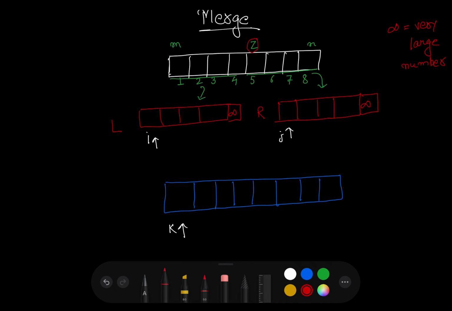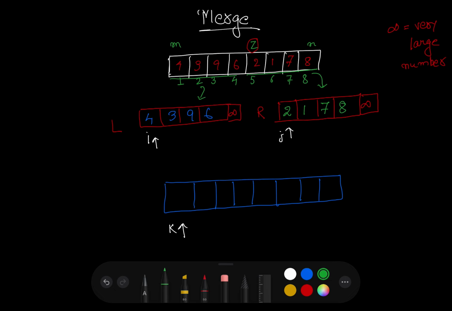Now let's take some numbers to understand it more clearly. Let's say we have 4, 3, 9, 6, 2, 1, 7, 8. Now let's copy these numbers here: 4, 3, 9, 6 in the left array, and 2, 1, 7, 8 in the right array.